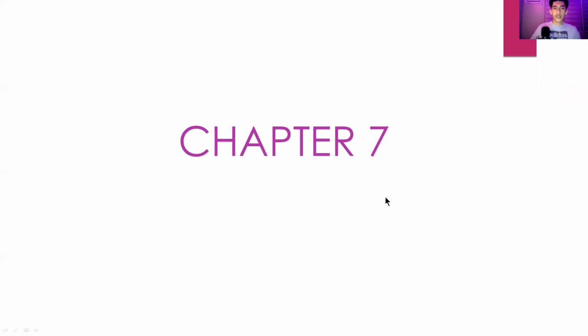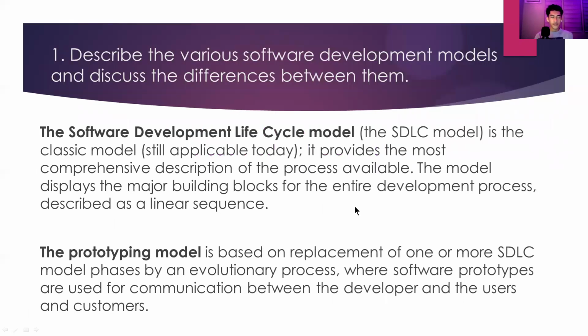So, chapter 7. The first question in chapter 7 is: describe the various software development models and discuss the difference between them. First is the SDLC, the most common one. The software development life cycle model is the classic model still applicable today. It provides the most comprehensive description of the process available. The model displays the major building blocks for the entire development process, describing a linear sequence.